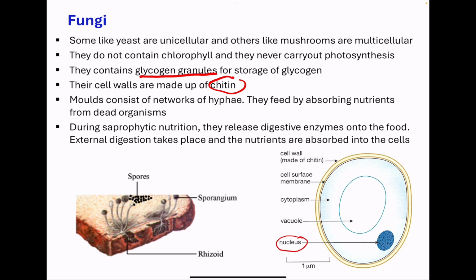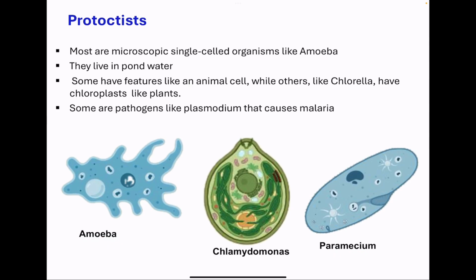We can see there is a nucleus. Of course, this is eukaryotic. There is a vacuole. We see the cytoplasm, the cell surface membrane, as well as a cell wall made out of chitin. So a typical fungal cell is almost similar to an animal cell, but the difference is that animal cells do not have a cell wall, but fungal cells do have a cell wall. And the vacuole found in animal cells is not that big, because in animal cells there are temporary vacuoles.